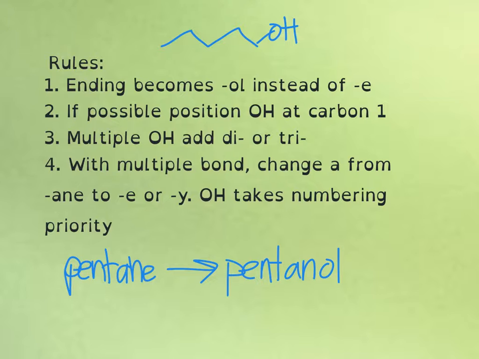And you can have more than one OH group, more than one hydroxide group. But if you only have one, you're going to assume that it's at carbon number 1. So this would be carbon number 1 right here. And then we would have our other 4. So this is 1, 2, 3, 4, 5.